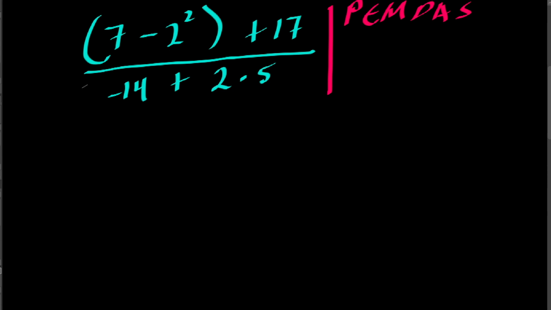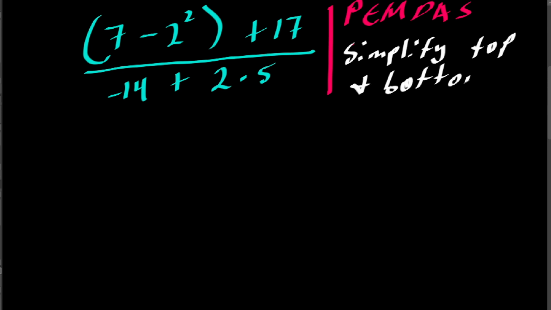Now, if you see one big fraction, start with the top and the bottom and do them separately and divide at the end. So if you have one big fraction, simplify top and bottom, then divide. Seems a little weird, I know, but that's just the easiest way to do these. So let's simplify the top first and the bottom, and then we'll go from there.